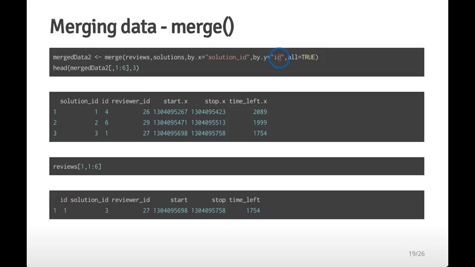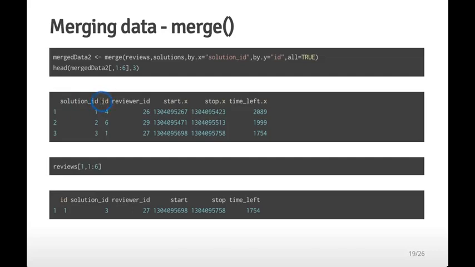So basically what it's going to do is look for every time I see a particular solution ID in the reviews data set and see if I can find that same value of ID in the solutions data set and then merge those two values together. Again, I'm going to do all equals true, so if it can't find a particular value of solution ID in the ID variable, it will just create a new row with NAs for the data set where it can't find those values.